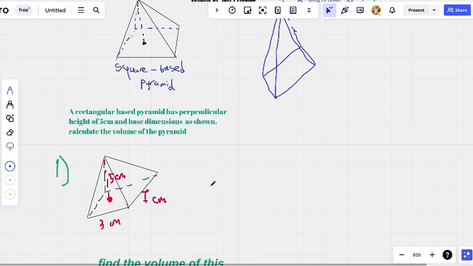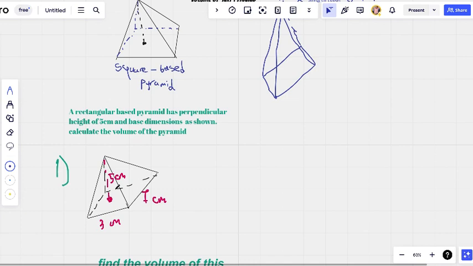So it says a rectangular base. You see, this is a rectangular base pyramid. Why is it a rectangular base pyramid? Because the length of this base is 7 and the width is 3. They are not equal. If this length and the width were both 3, it would be a square base pyramid.